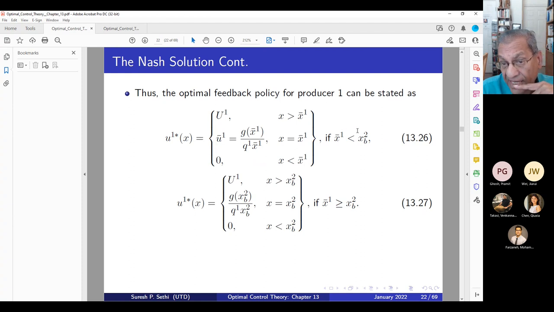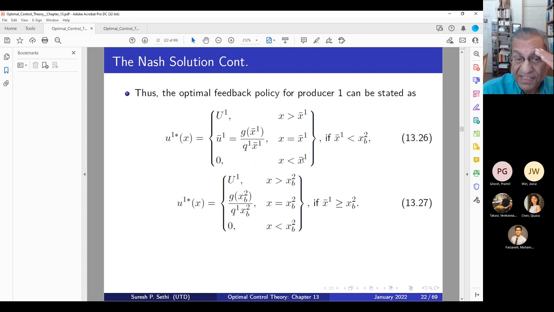This is when X1 bar is less than XB2. You know this condition from chapter 10. We have formulas for this. You can check this. When you check this, then what happens is at X1 bar, he will maintain U1 bar and he will maintain his equilibrium and the other guy is out. Okay? Because the other guy is out, because this is less than XB2. The other guy is not making any money.